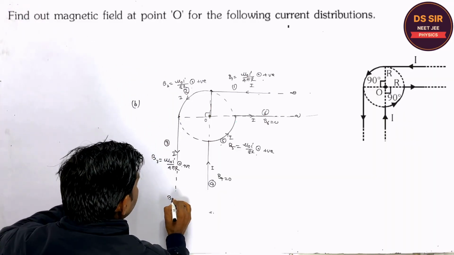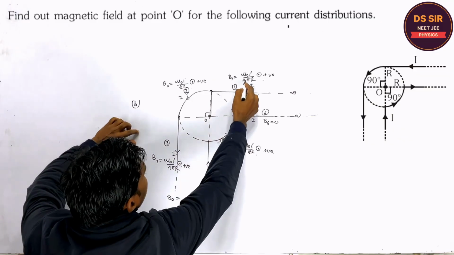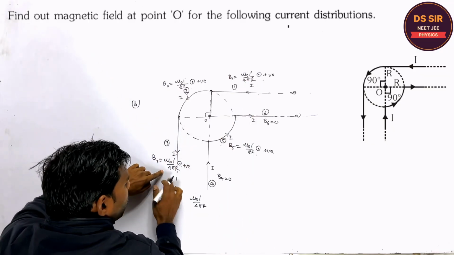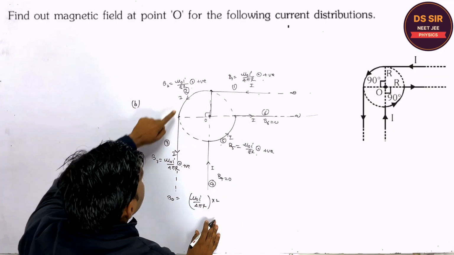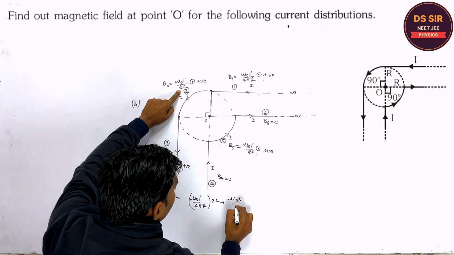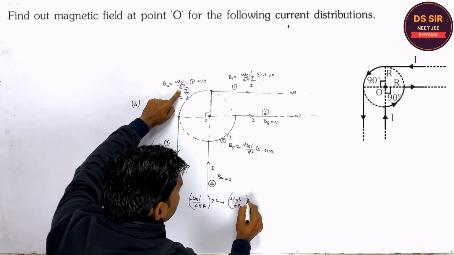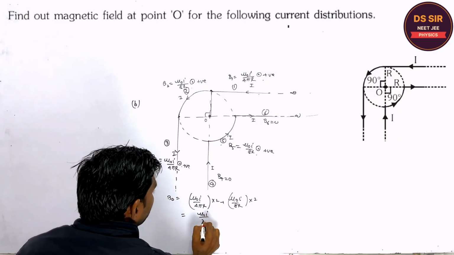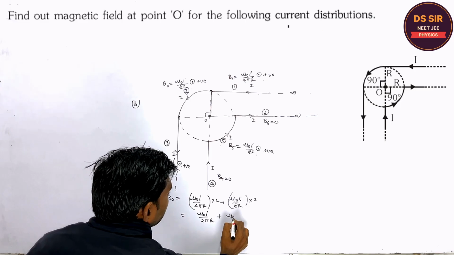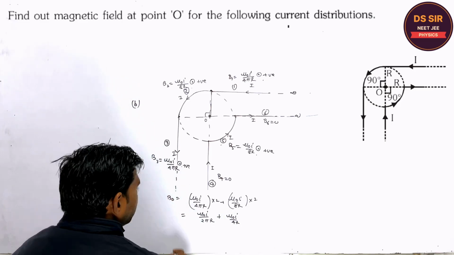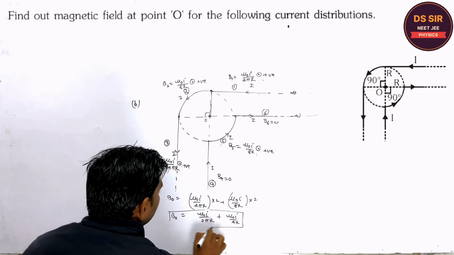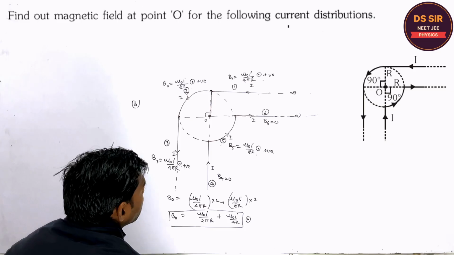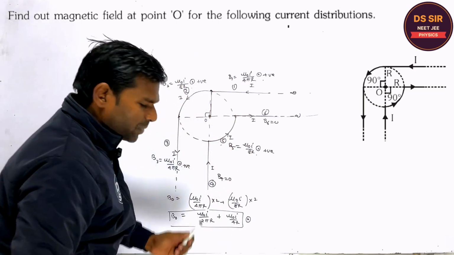So the net magnetic field at O is mu naught I upon 4 pi r plus mu naught I upon 4 pi r, so multiply by 2, plus mu naught I upon 8r plus mu naught I upon 8r, multiply by 2. So it is equal to mu naught I upon 2 pi r plus mu naught I upon 4r. This is the net magnetic field at point O. Copy this.